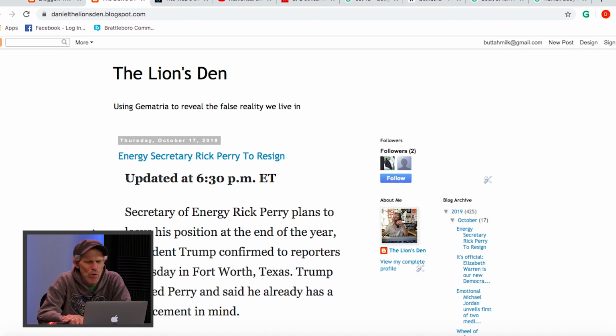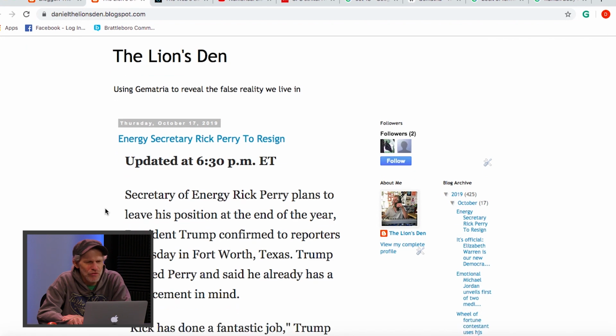I mean, think about who owns the major media corporations, and what incentive do they have to tell the truth? They're here to sell products. They're here to advance their agenda, their corporate agenda. They don't care about the people. So anyway, Secretary of Energy Rick Perry plans to leave his position at the end of the year.